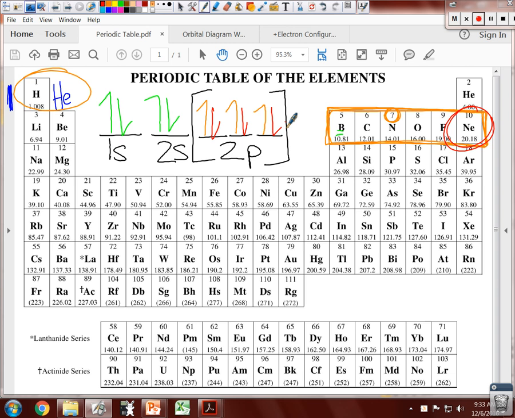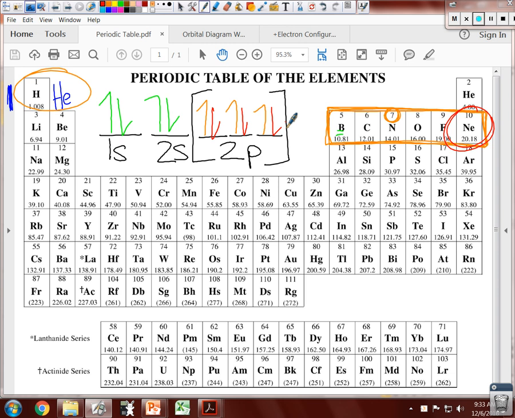What do we know about the group that neon's in? They're the noble gases. What do we know about noble gases? They don't react because they have a full valence shell. Is it full? That's why they don't react. Because it's full.